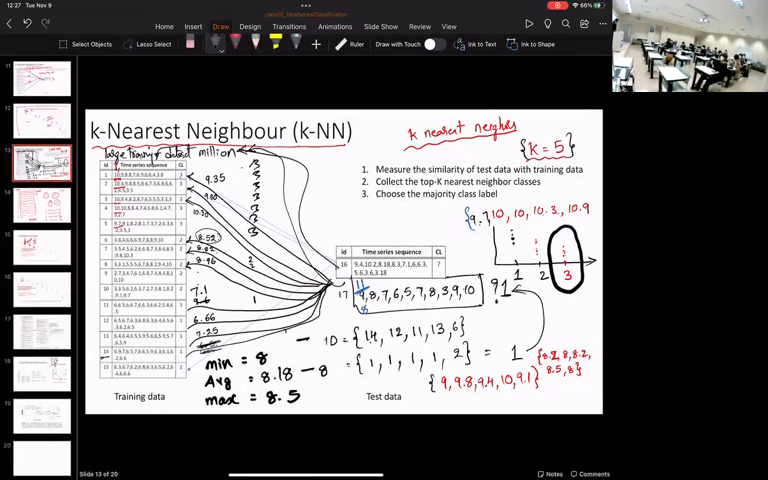Minimum 8.0, maximum 8.5, average what? Okay, now I am giving a test value. The test value is 7. Where is this point? Now everyone put the point for 7. Make it the bigger one.